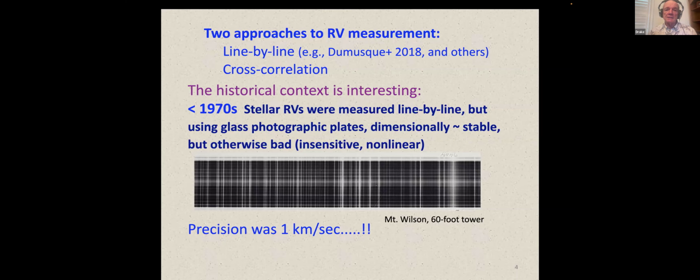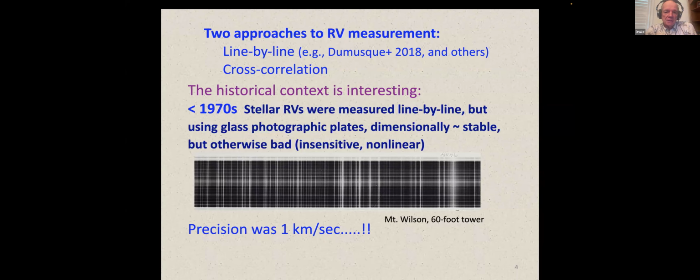And the historical context is in the 1970s and earlier, stellar radial velocities were very often measured on a line-by-line basis, but the detectors were glass photographic plates. I still have some of them in my office from spectra I took in those days. And the glass photographic plate was dimensionally sort of stable, at least compared to the precision that was achieved, limited by other factors. But they otherwise were bad detectors. They weren't very sensitive. They didn't have very high quantum sensitivity, and they were nonlinear.